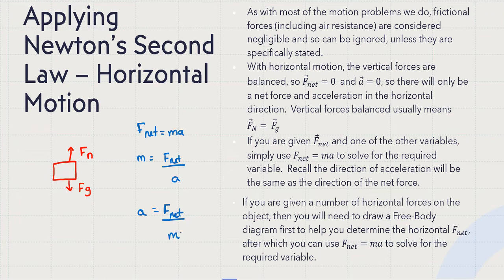If you're given a number of horizontal forces, draw your free body diagram. And then you'll be able to resolve what all of our horizontal forces are, and then we can use the formula to solve for it. So if we had a bunch of forces, say we have one person pulling here, one person pulling here, and then we have the frictional force here, you need to figure out what is the actual net force in the horizontal direction, so your F net x, to be able to solve for your total F net for your mass and acceleration.